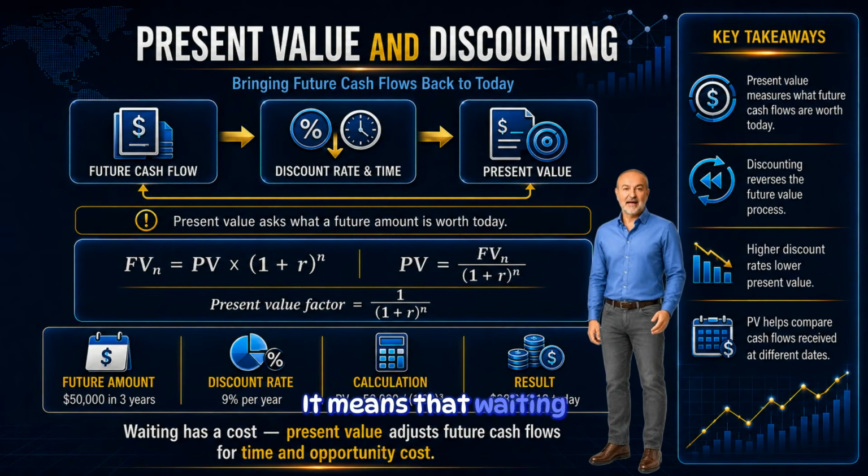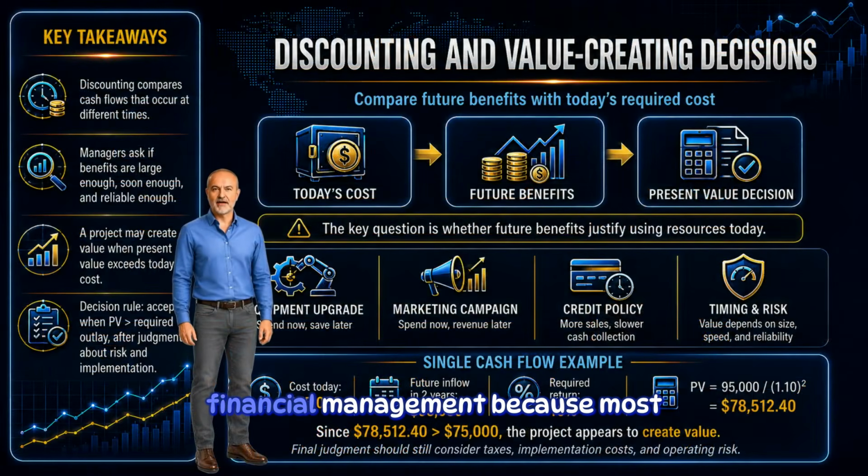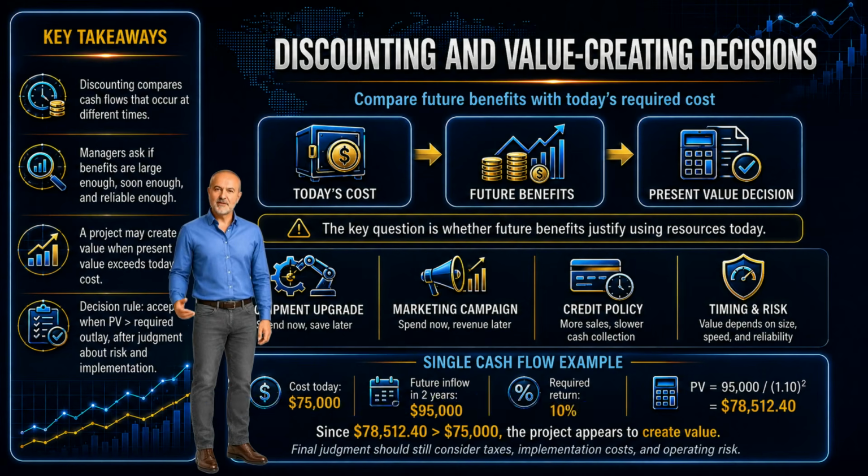This does not mean the $50,000 future cash flow is bad. It means that waiting has a cost. Present value adjusts the future amount for the return that could have been earned during the waiting period. Discounting is central to financial management because most business decisions involve costs and benefits that happen at different times.